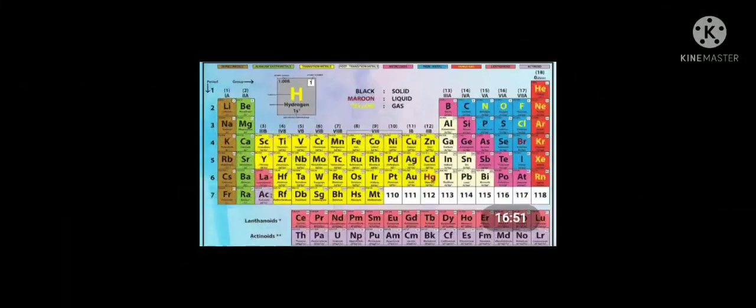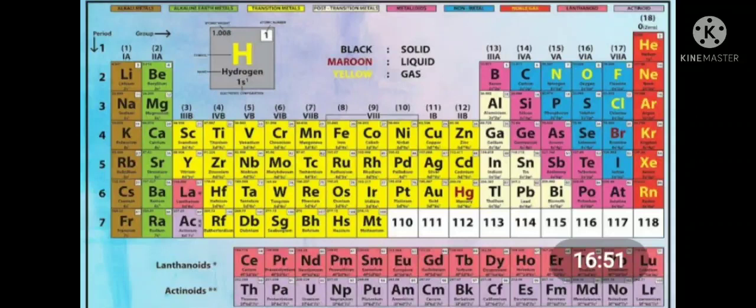And one more thing, this table contains 4 blocks. See, the first 2, groups 1 and 2, are called what block elements? S block. Then groups 13 to 18. 13 means from boron to helium. 13 to 18 are called P block elements. Then groups 3 to 12, the intermediate elements, between the first 2 groups and group 13, are called D block elements. Down below there are 2 rows, those are F block elements.